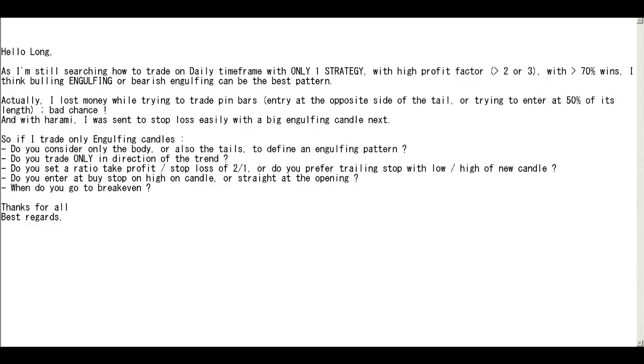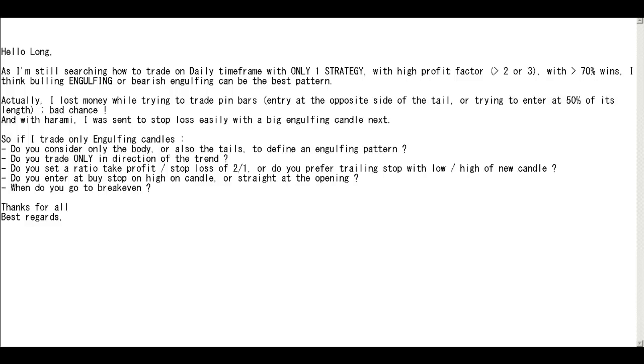Hello, I'm still searching for how to trade on the daily time frame with only one strategy, with a high profit factor of 2 or 3 and a 70% win rate. I think a bullish engulfing or bearish engulfing can be the best pattern.